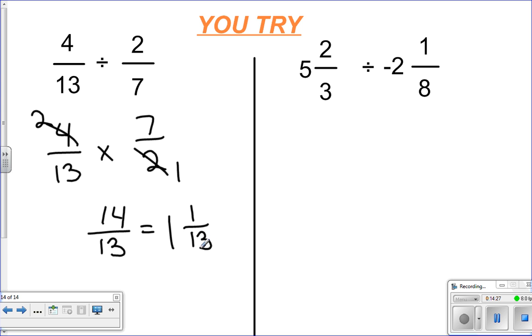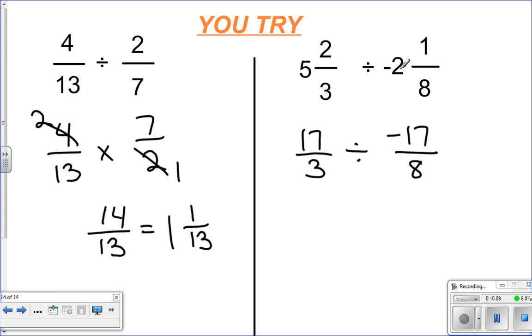Then I have mixed numbers. Now, when you're dividing mixed numbers, you have to change them to improper fractions before doing this. So you take the whole number, multiply it by the denominator, and then you add the numerator. So 5 times 3 is 15, plus 2 is 17. So I write that as 17 over 3. Then divided by negative 2 times 8. Well, don't worry about the negative. All I want you to do is worry about the 2. So 2 times 8 is 16, plus 1 is 17. So it becomes negative 17 over 8.